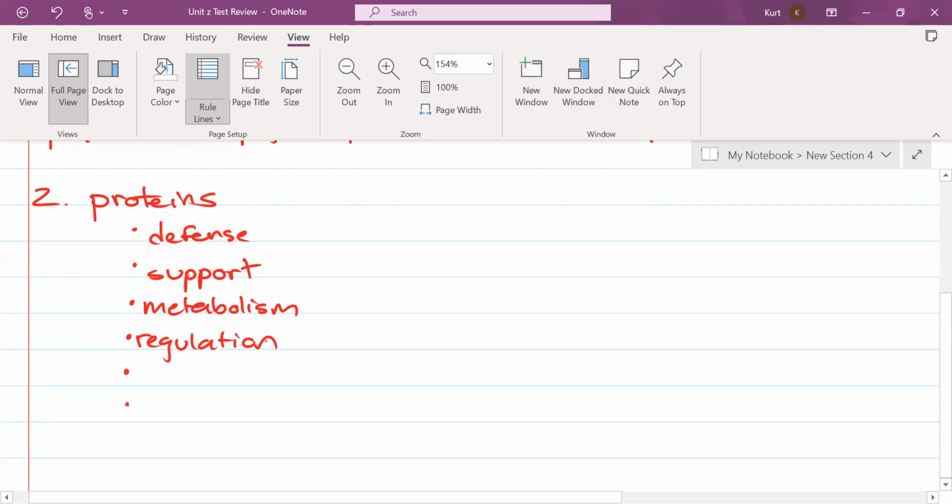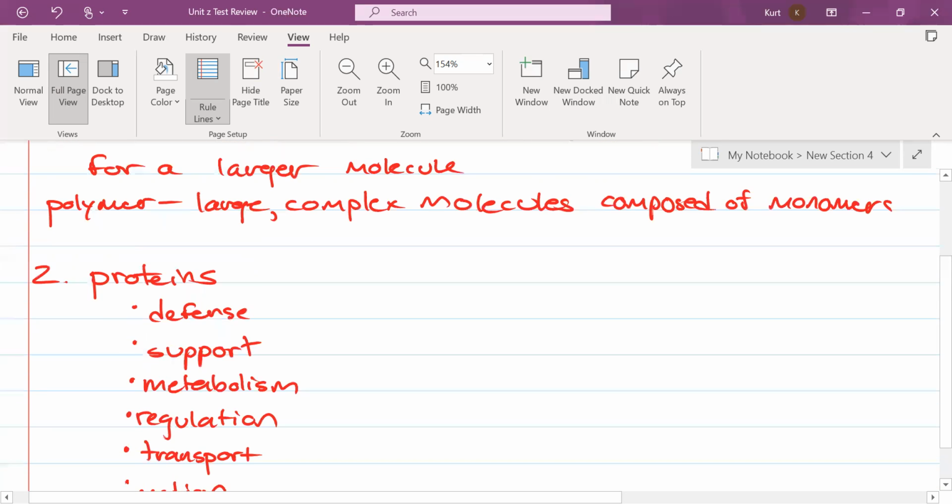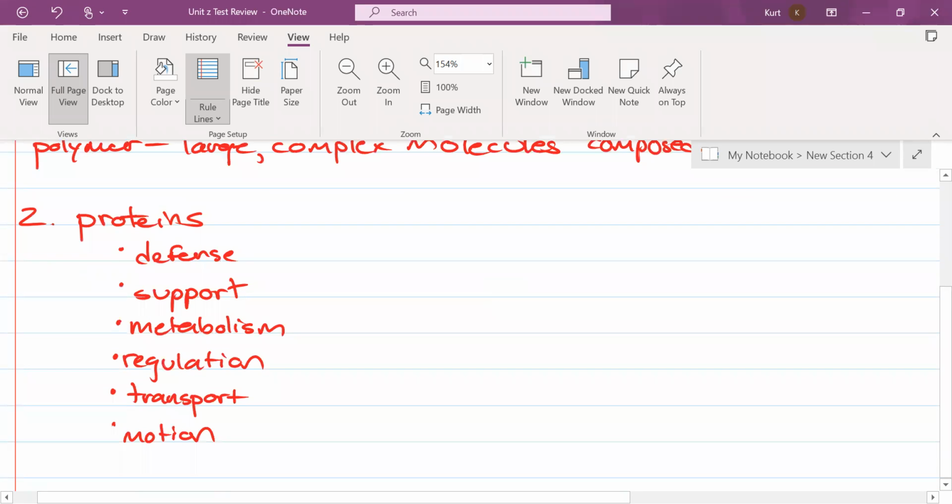2 more. Transport is going to be hemoglobin, transporting oxygen throughout our blood. And motion. Actin, myosin, they make your muscles move. When your muscles are relaxed, actin and myosin are not engaged. When your muscles are being used, they are engaged. Okay, so proteins. Thank you, Chris.